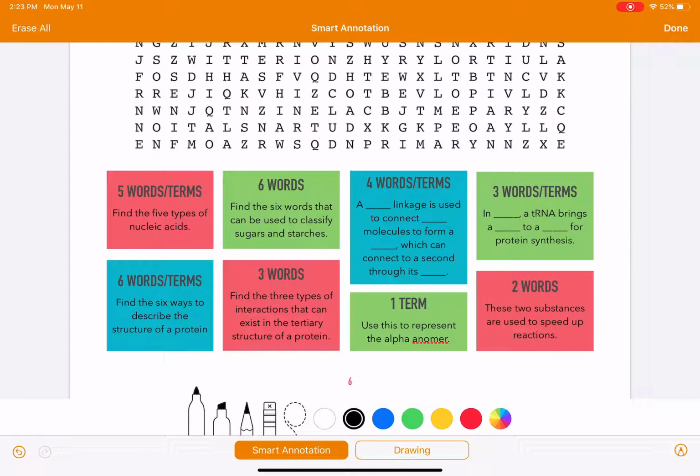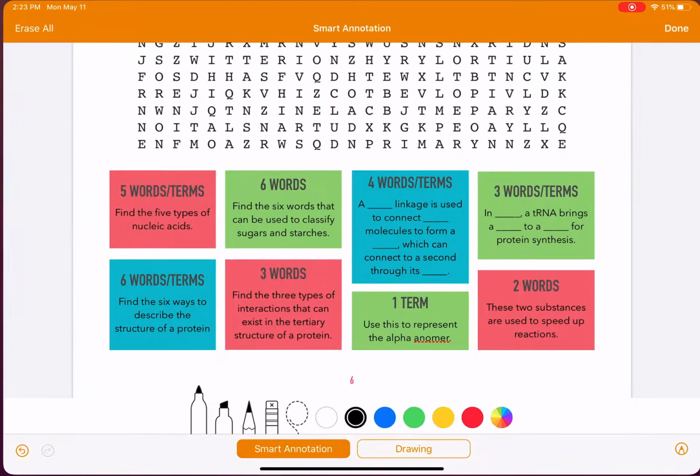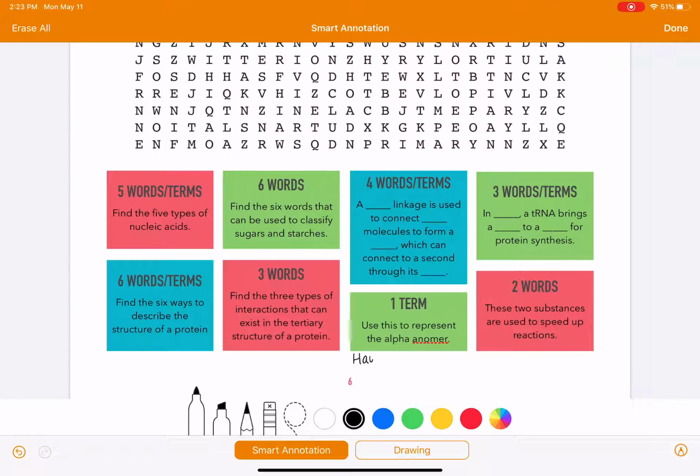The last page of this has the word search on it. So what I'm going to do is just find the words associated with each box, not actually find the words in the word search. And it looks like I want to start down at the bottom. This looks easier. The term used to represent the alpha anomer, that would be Haworth, I guess. Haworth, not the whole thing, not all of Haworth structure. Two substances are used to speed up reactions: enzyme and coenzyme.